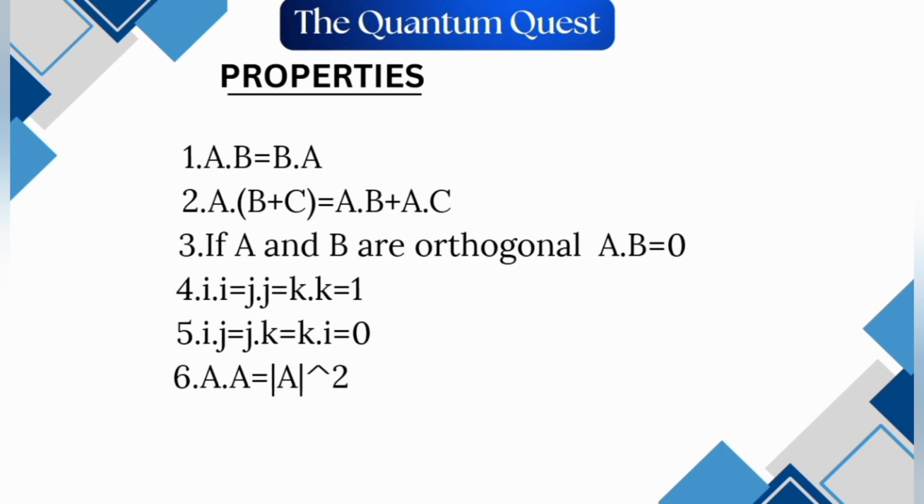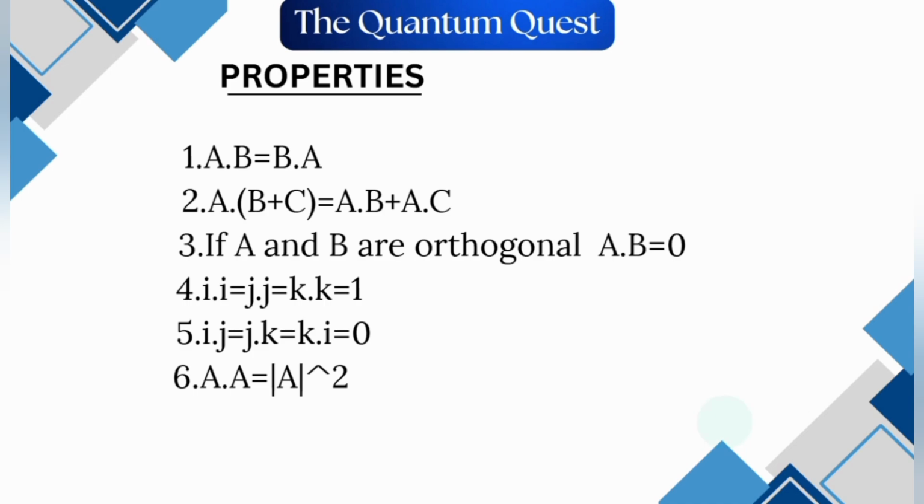Fourth one, i dot i equals j dot j equals k dot k equals 1. If same unit vectors are multiplied together, we get 1. Fifth property, i dot j equals j dot k equals k dot i equals 0. If different unit vectors are multiplied together, we get 0. Note that the unit vectors i, j, k are perpendicular. When they are multiplied together, we get 0.